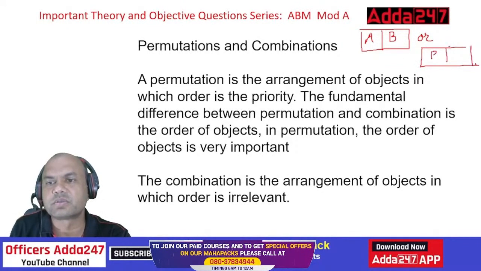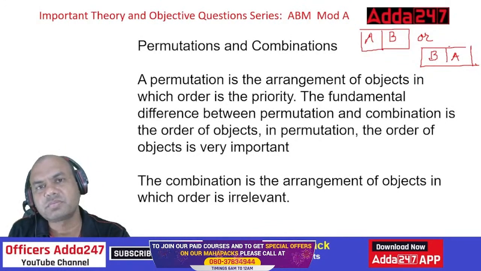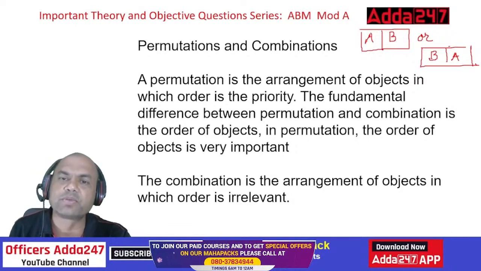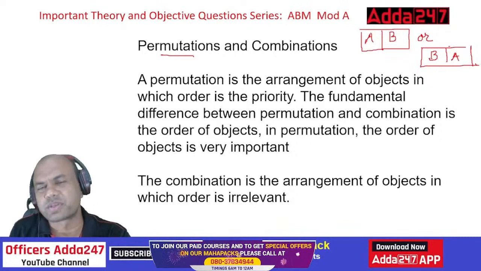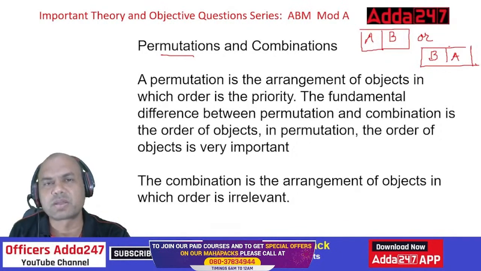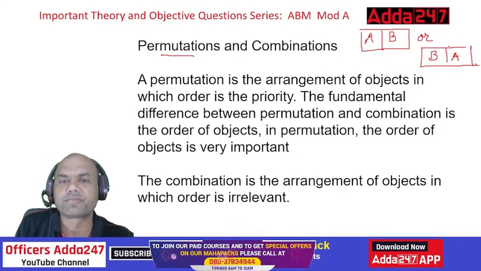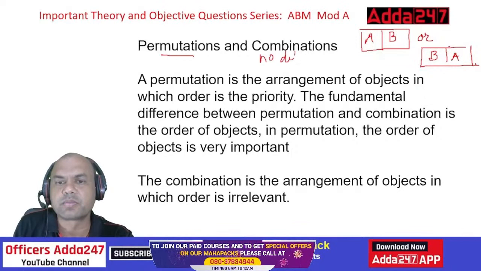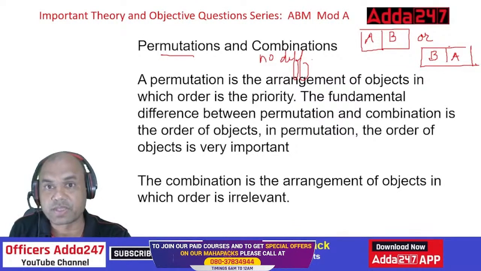B sits over here and A sits over here, which means B sits to the left, whereas earlier A sat on the left. So what is the difference? The difference lies here if you think of permutation. If you think of combination, there is no difference. Whether A sits over here or B sits over here, in combination it doesn't make any difference. But in permutation it makes the difference. Permutation is very specific.